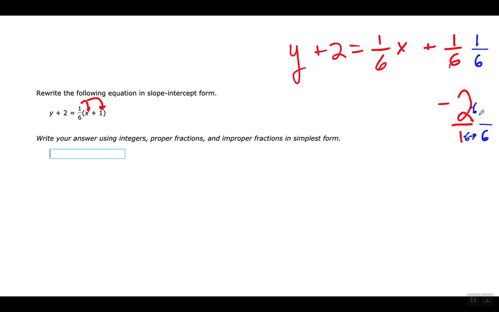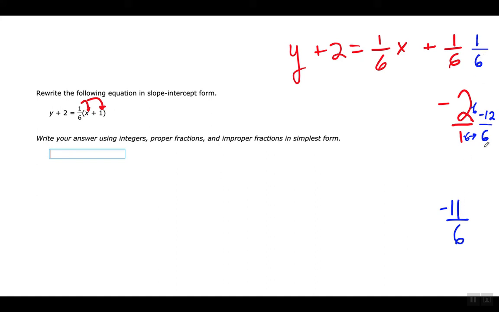So negative 2 times 6 is negative 12. Negativo 2 por 6 es negativo 12. Now I could subtract them. 1 over 6 minus 12 over 6. The bottom number is going to stay 6. The denominator is going to stay 6. But the numerator, you're going to go 1 minus 12 and you get negative 11.